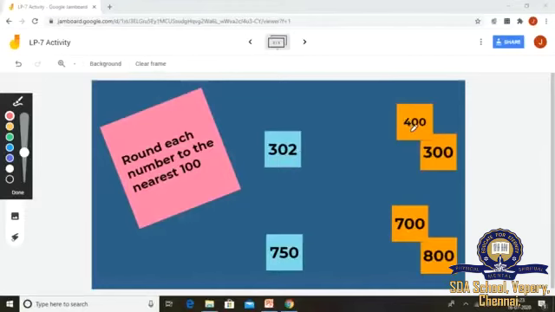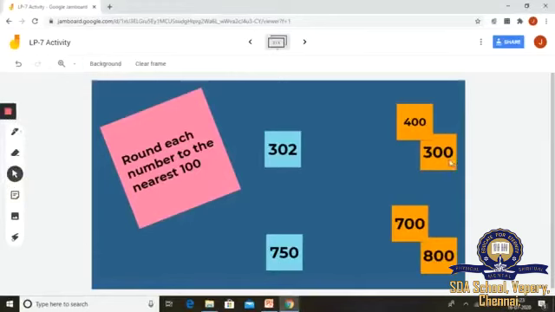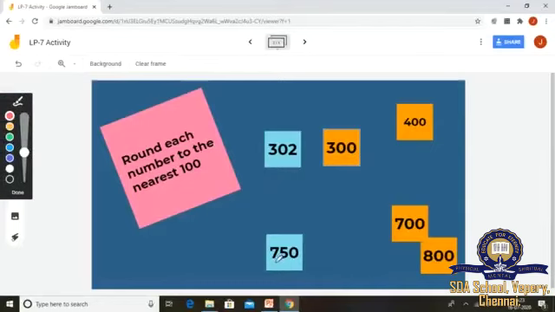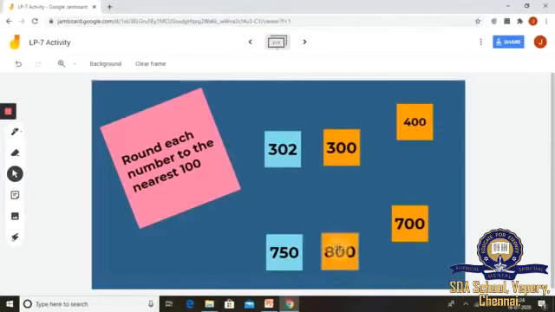So what number will we get when we round off to the nearest 100, 400 or 300? Yes, we will get 300. In the number 750, we have 5 in the tens place, which is equal to 5. So what number will we get? 700 or 800? Yes, we will get 800.